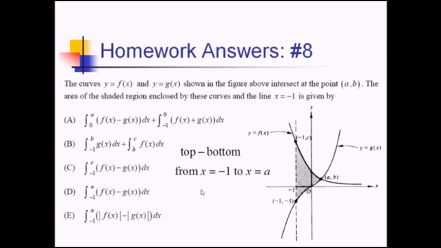So then we can write that our area is going to be the integral from -1 to a of f of x minus g of x dx. And does that match any of the answer choices? That looks like it's going to be answer choice D.